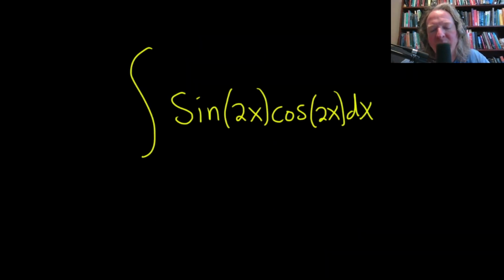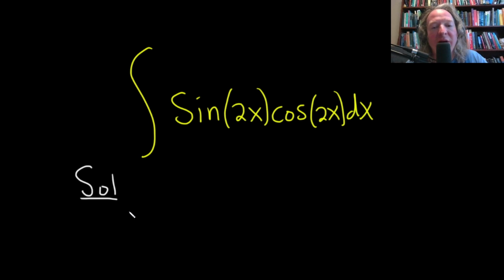In this example, we're going to integrate sine of 2x times the cosine of 2x. Let's go ahead and work through this solution. So there's actually various ways to do this problem. You can use a trig identity right from the beginning.